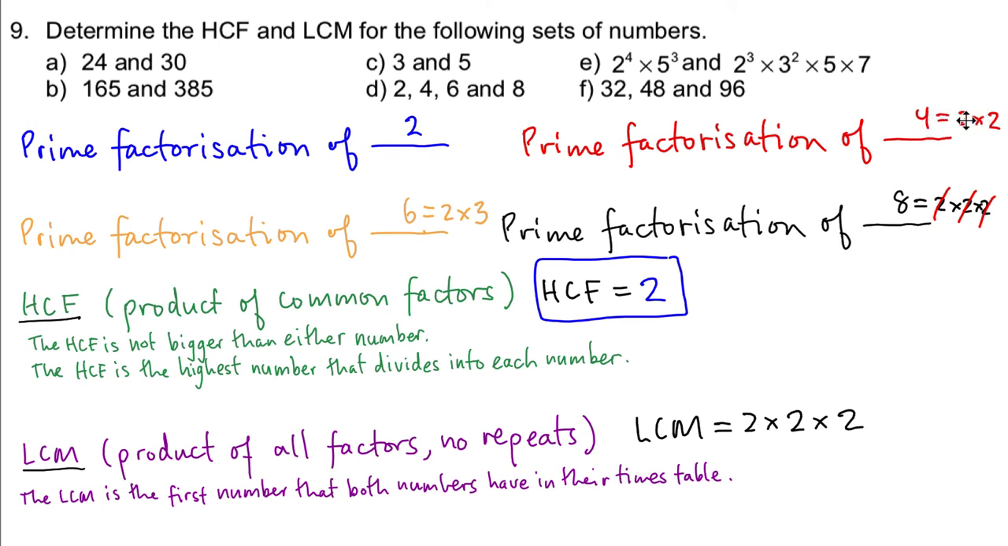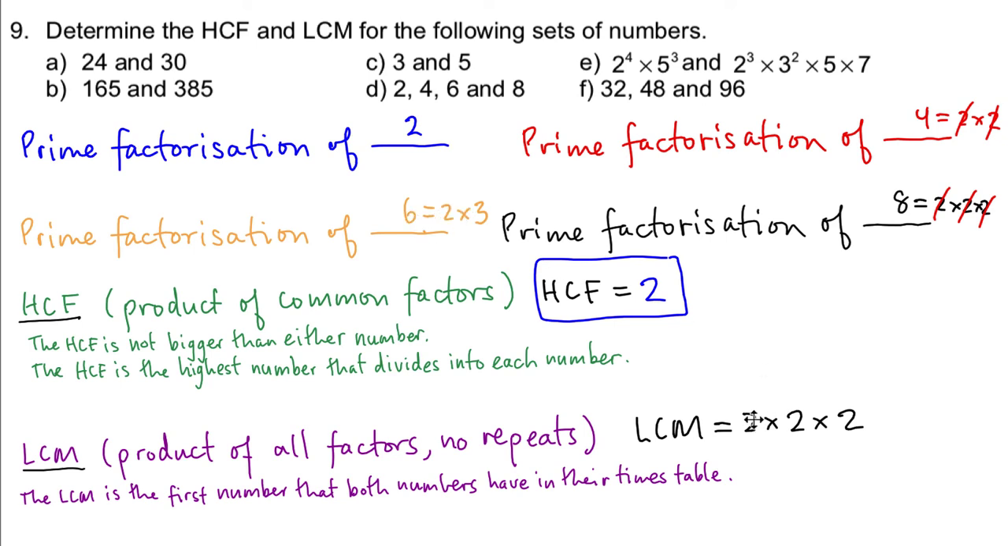According to 4, I need a 2, but I already have a 2. I need a second 2, and I have a second 2. So I don't need to introduce any more, because the factors of 8 were more than enough than we needed for the factors of 4. So we move on to 6.